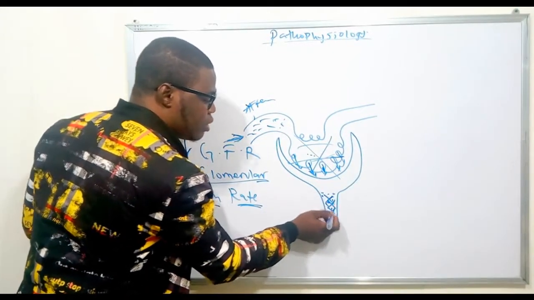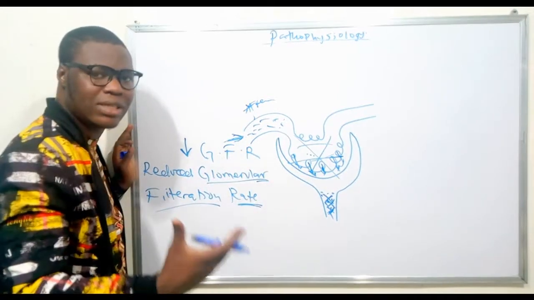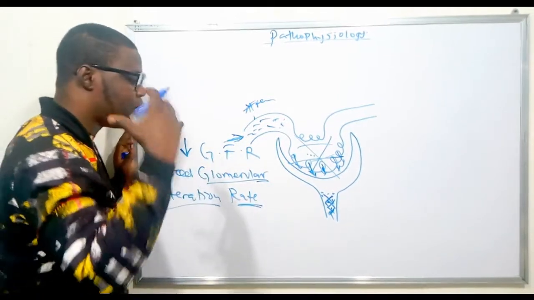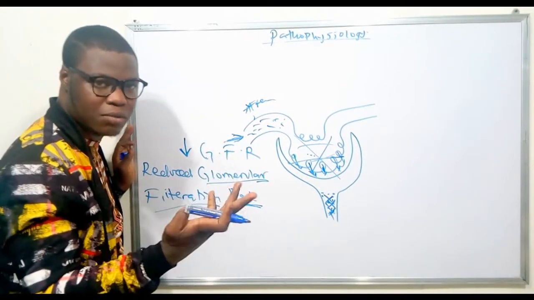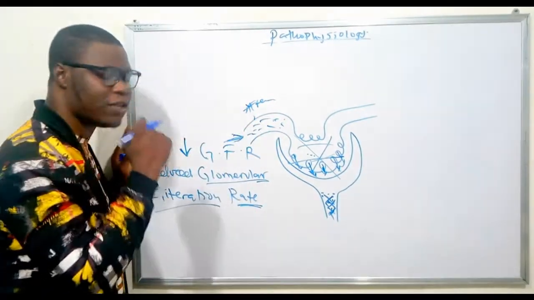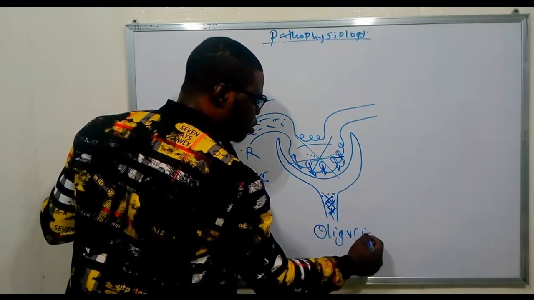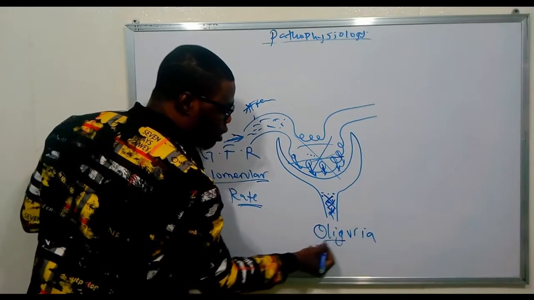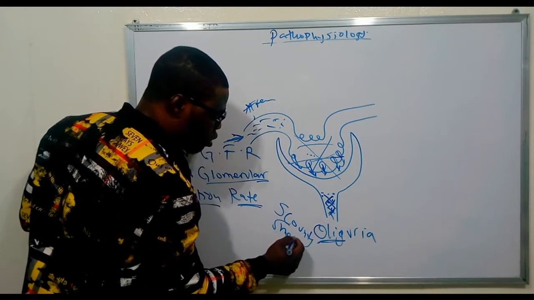Very few urine, very scanty urine. And since this person is not able to produce urine, it is going to lead to a clinical manifestation. Clinical manifestation means the combination of signs and symptoms. So it is going to lead to a clinical manifestation called oliguria. Oliguria. The word olig means scanty or small.